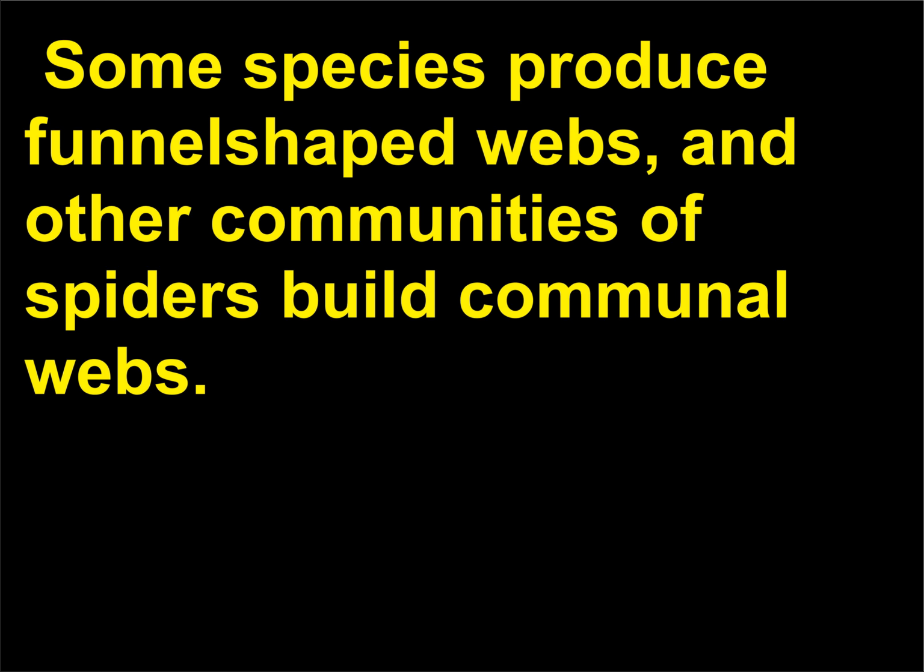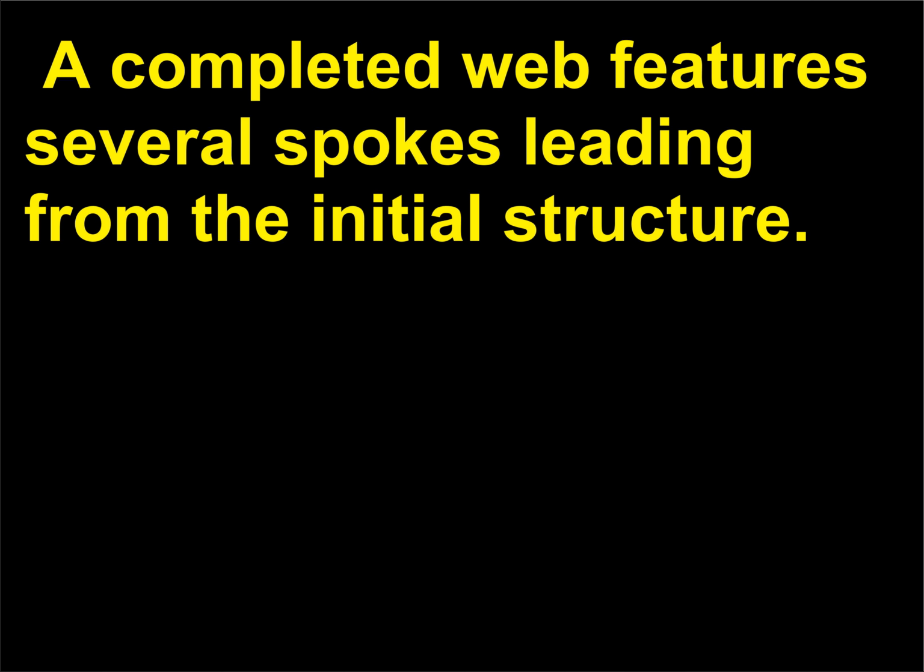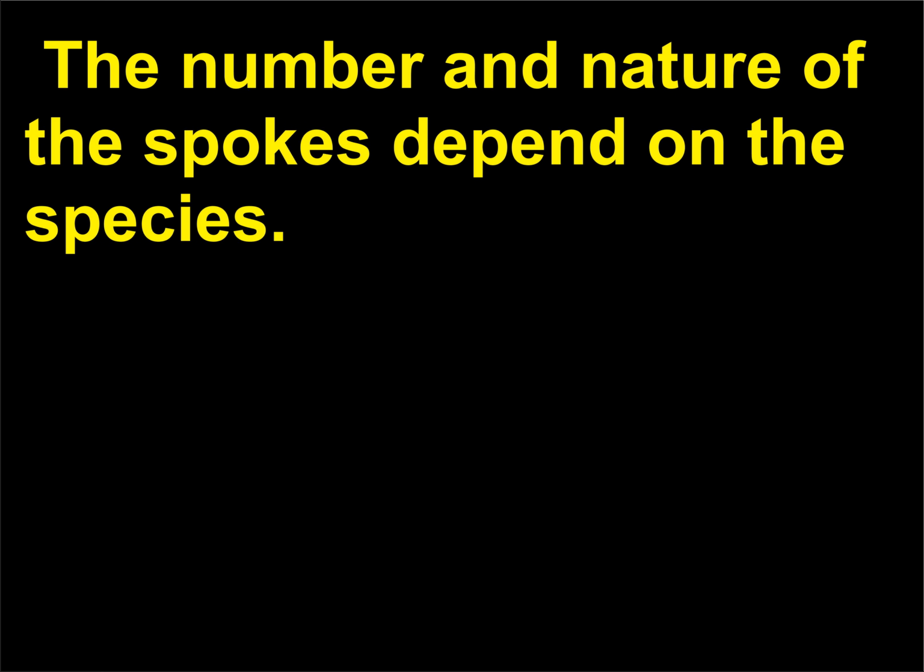Some species produce funnel-shaped webs, and other communities of spiders build communal webs. A completed web features several spokes leading from the initial structure. The number and nature of the spokes depend on the species.